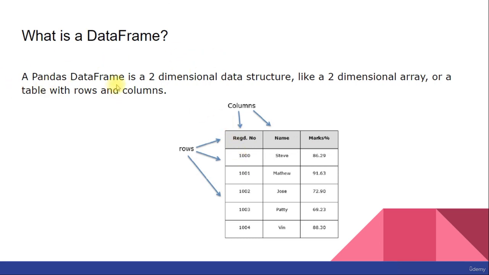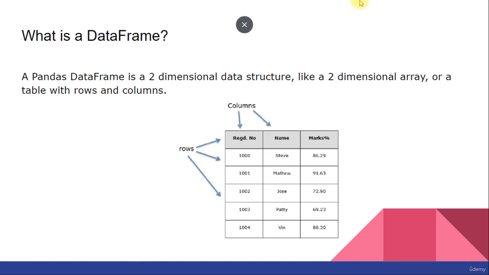A Pandas DataFrame is a two-dimensional data structure, like a two-dimensional array or a table with rows and columns. So a simple understanding that you can fit in your mind is that a Pandas DataFrame is a two-dimensional data structure and it also has rows and columns. The first dimension is for rows and the second dimension is for columns. So here I have one example. Consider this as a Pandas DataFrame.